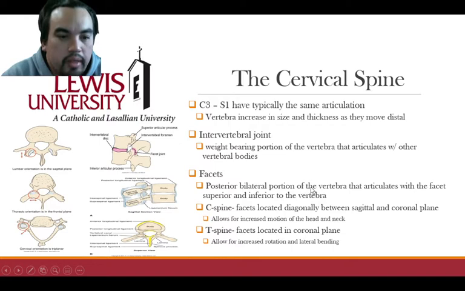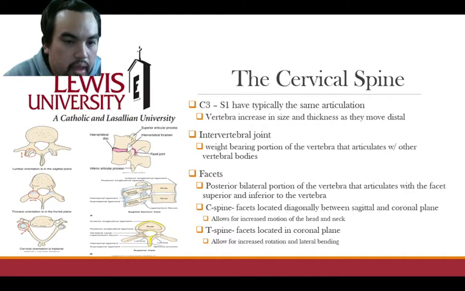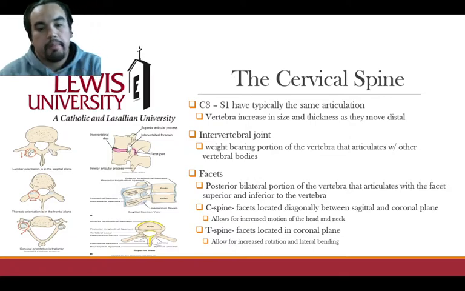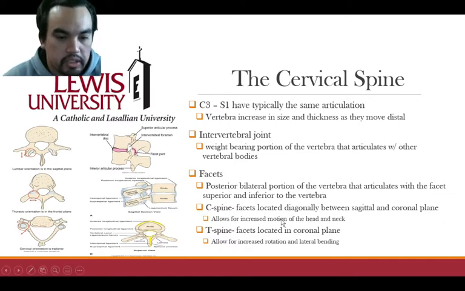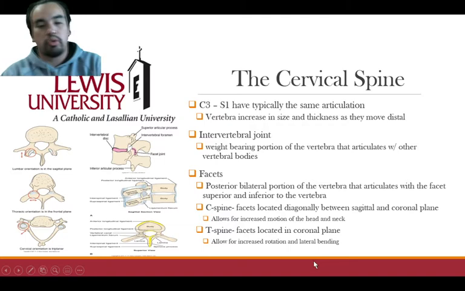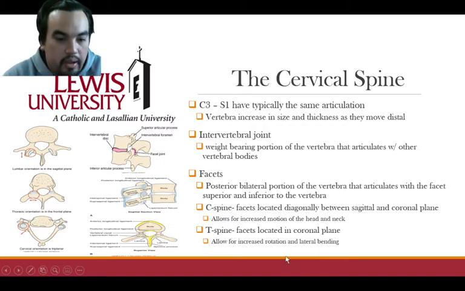Okay. There's an intervertebral joint, and that's the weight-bearing portion of the vertebrae that articulates with the other vertebral bodies. Okay. And then we have what we call the facets. Okay, the facets are the posterior bilateral portion of the vertebrae that articulates with the facet superior inferior of the vertebrae. Okay, the C-spine facets are located diagonally between the sagittal and coronal plane, and it allows for an increased motion of the head and the neck. And the T-spine facets are located on the coronal plane, and they allow for increased rotation and lateral bending.